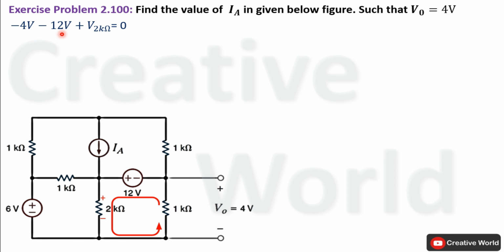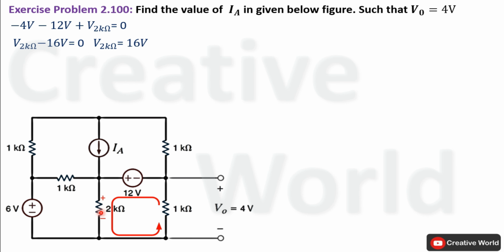Now add 12 volt and 4 volt together, it will become minus 16 volt, and place this minus 16 volt on the other end side of equal to calculate the value of voltage across this 2 kilo ohm resistance. So the value of voltage will be 16 volt.